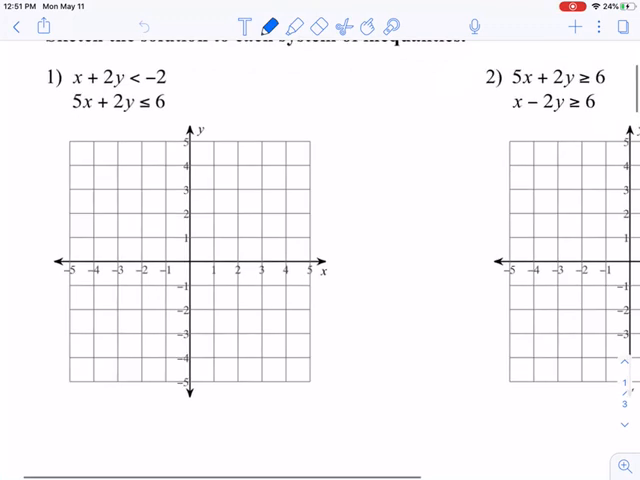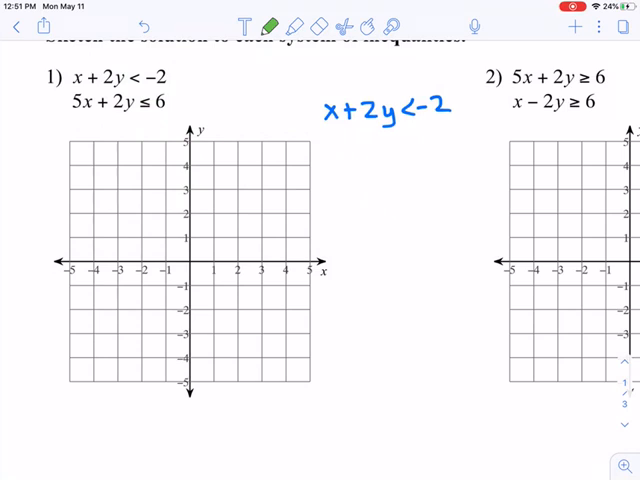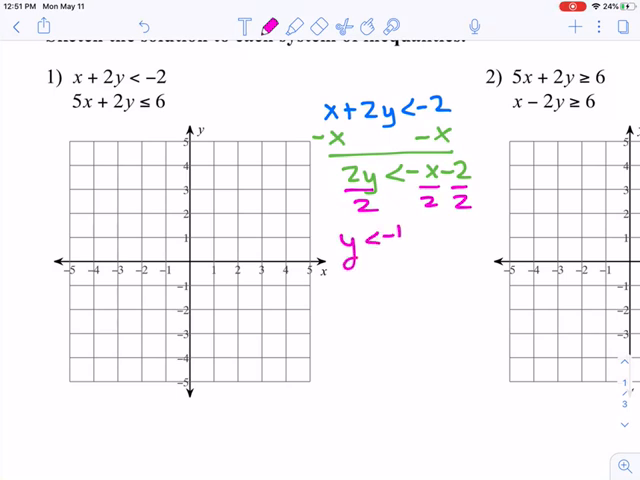So let's take a look at problem number 1. In problem number 1, my first line is x plus 2y is less than negative 2. To get the y by itself, I'm going to move the unattached part first, which is the x. So let's subtract x from both sides, and you're left with 2y is less than negative x minus 2. Then we want to divide everything by 2. And so our first equation is y is less than negative 1/2 x minus 1.